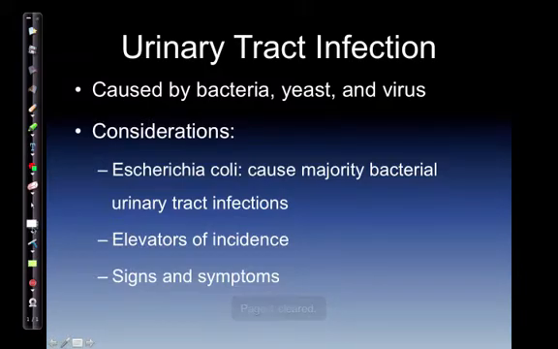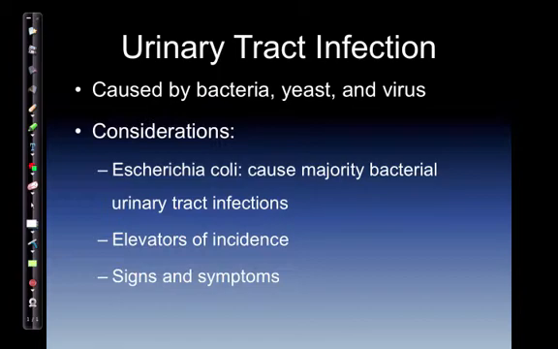Urinary tract infection is caused by bacteria, yeast, and virus. Considerations. Escherichia coli causes the majority of the bacterial urinary tract infections. Elevators of incidence: short urethra, low pH of your urine, less than 5.6, and indwelling catheters can increase the frequency of this. Signs and symptoms: bladder fullness, lower abdominal discomfort. As the condition progresses, the patient begins to experience the classic triad of symptoms: frequency, urgency, and painful urination or dysuria.